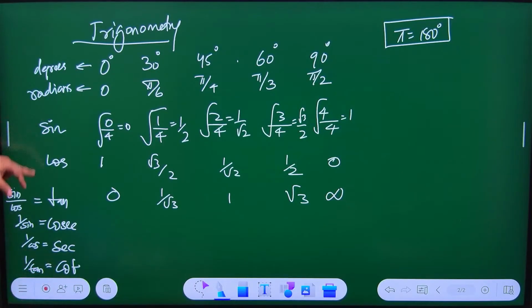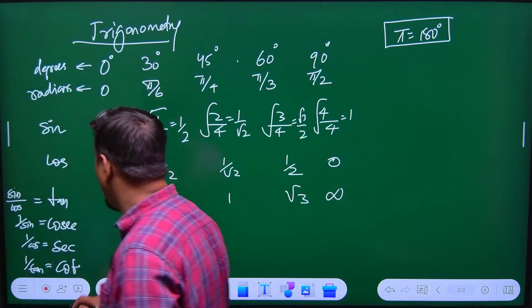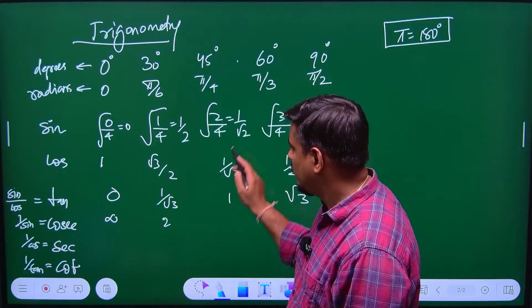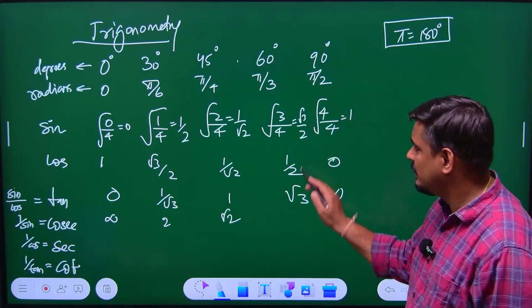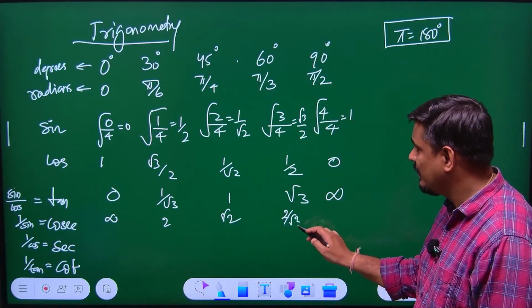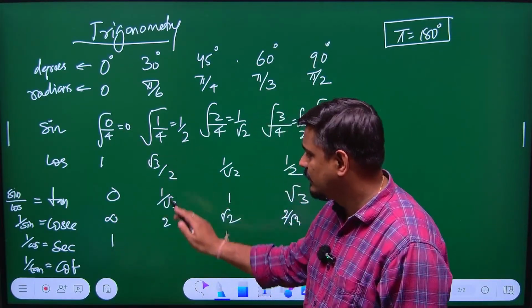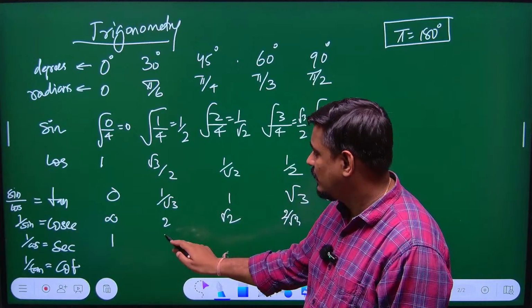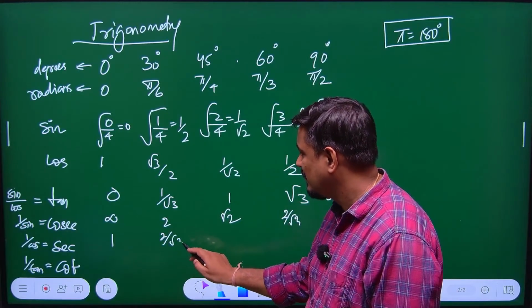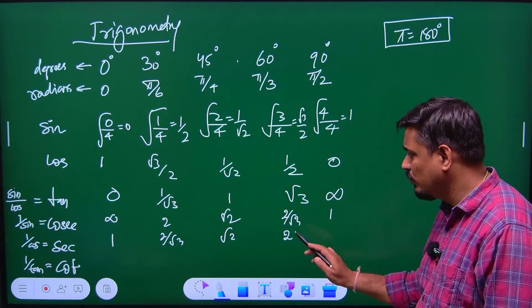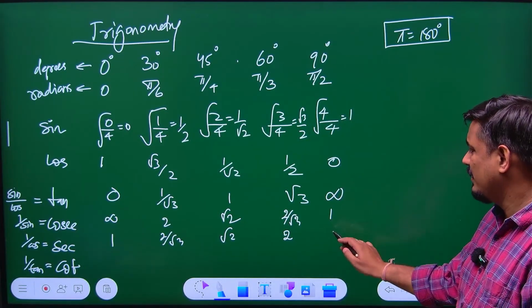So I'll reciprocate these values. The reciprocal of 0 will be how much? Undefined, isn't it? Reciprocal of 1 by 2 is 2. This is root 2. This is 2 by root 3. This is 1. Once again, reciprocal of 1 is 1. This is 2. Sorry, 2 by root 3. Then this is root 2. 2. And it is undefined.